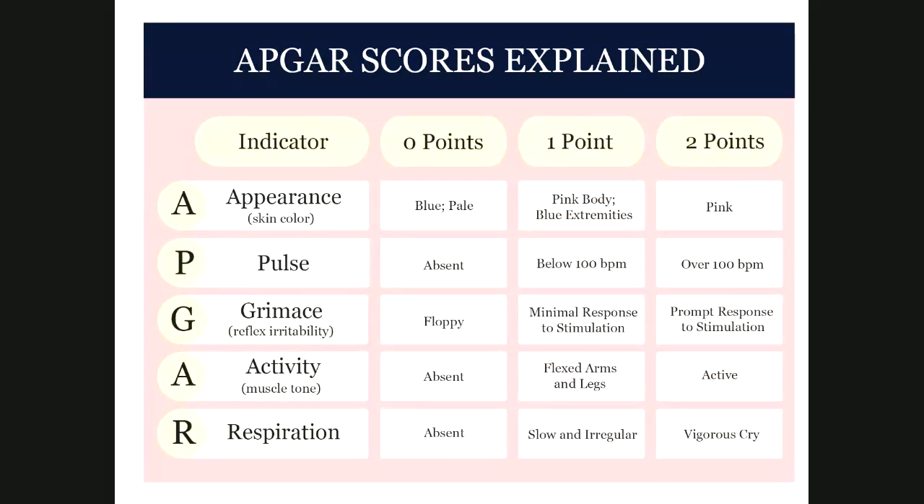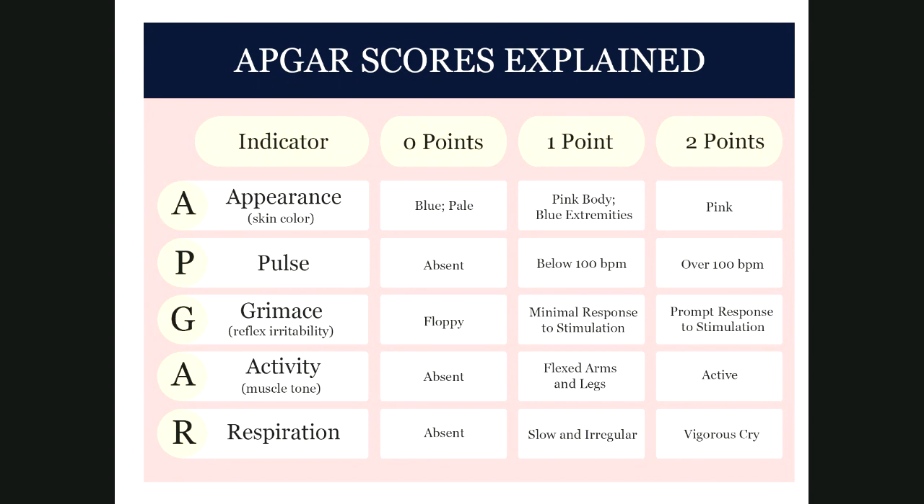Okay, so appearance for A is actually referring to the baby's skin color. So if the baby is blue like that photo at 1 minute of life, okay, it's getting 0. If the baby's body is pink like that other photo with the acrocyanosis, but the hands and feet are blue, you're giving it 1 point. And if the baby's all pink, which no baby is at 1 minute of life, so they'll never really have a 10 out of 10 APGAR score, you would give it a 2.